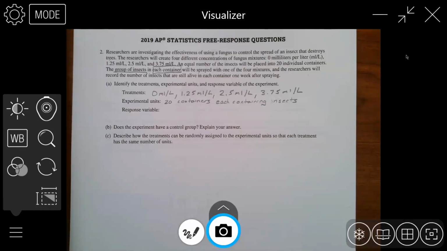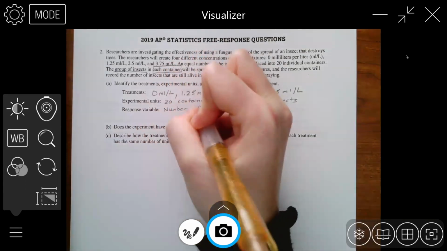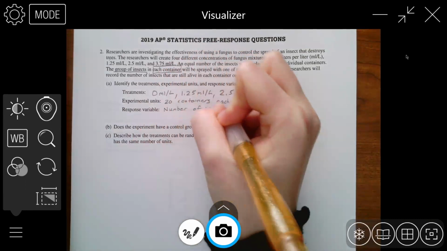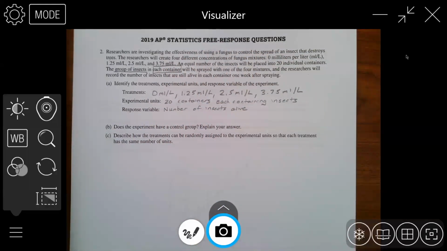Okay, excellent. Yes, we've got some good ones here. So, right, effectiveness of each fungus, and that is measured with what? Nice, Dana's got it. Nicely done. Number of insects alive, very good. Yeah, so number of insects alive. Okay, so that question's much more straightforward than the other one.